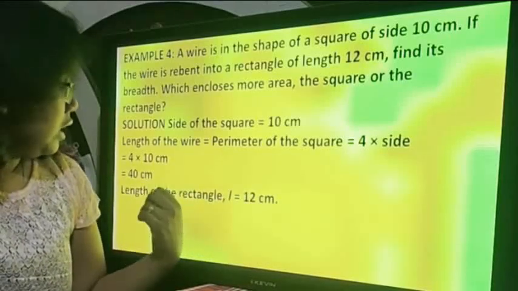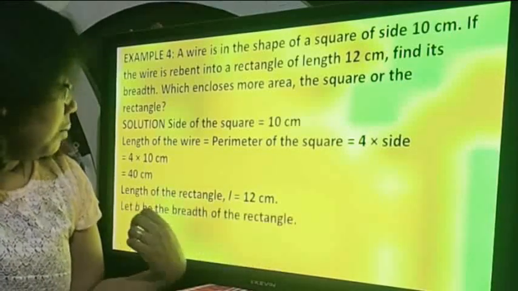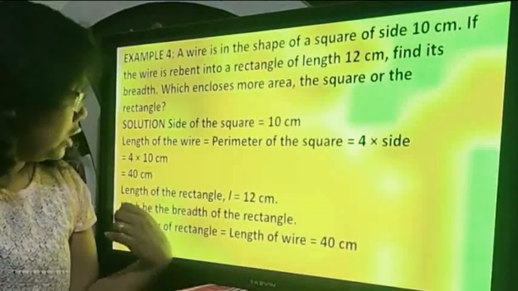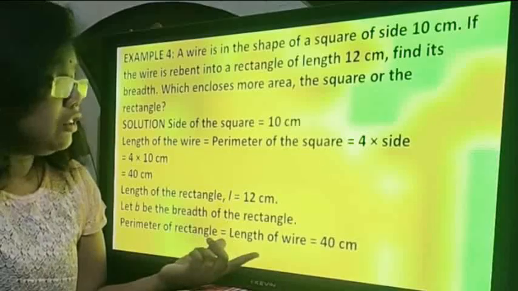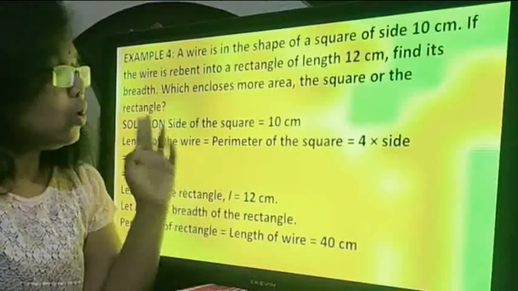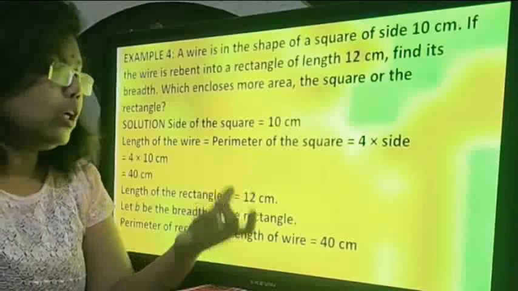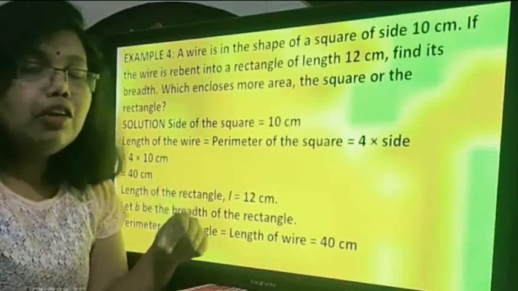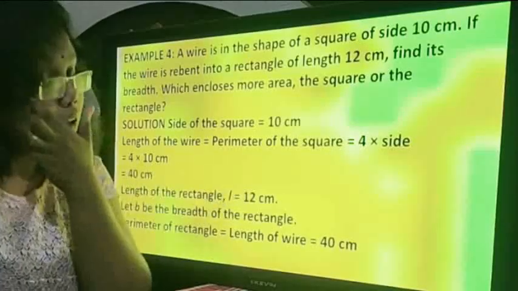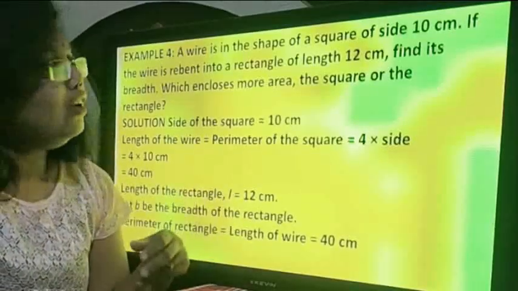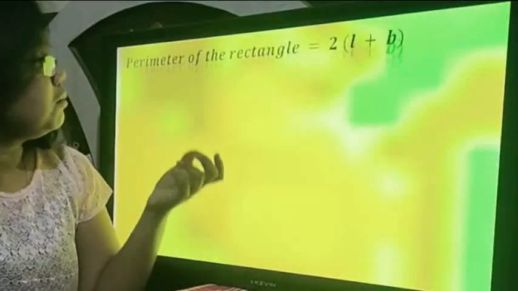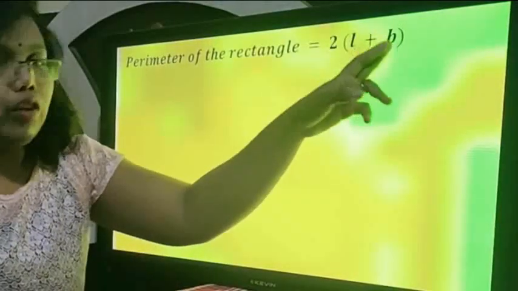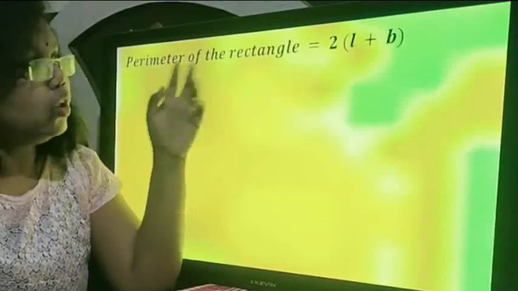So the length of the rectangle L is 12, but B is not given. So we choose a variable B. The perimeter of the rectangle is equal to the length of the wire, the total length, which is nothing but the perimeter of the square. So we got it as 40, so 40 centimeter. This is the perimeter. Now we have been given the perimeter, but we don't have the breadth. So we put in the values and see what happens. The perimeter of a rectangle is twice length plus breadth. This is the formula. Now breadth we don't know, so we keep it as B. But perimeter we do know, so it is 40.